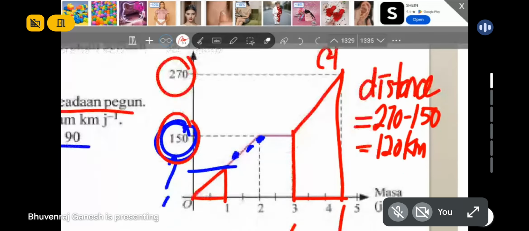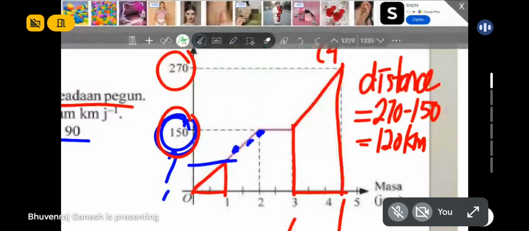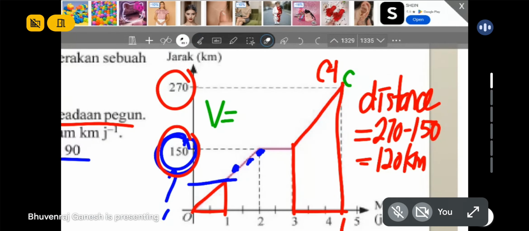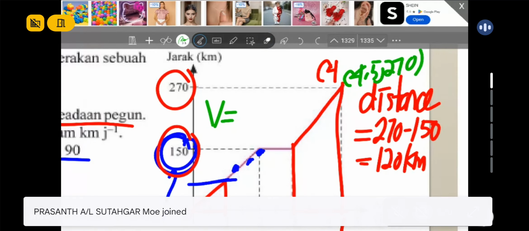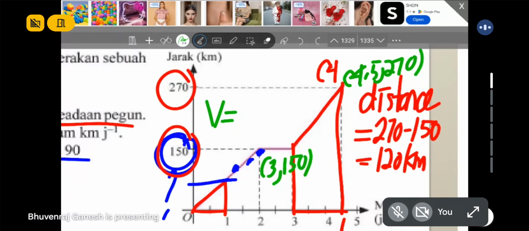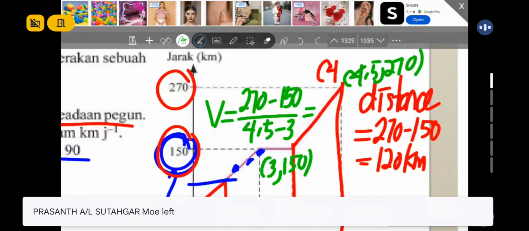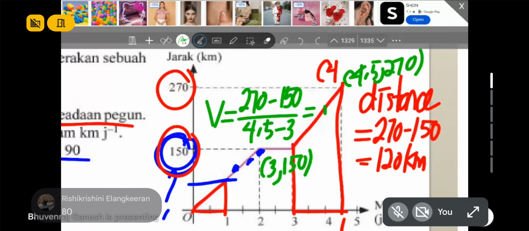Okay, cari laju dia. So speed, anyone can tell me the answer? What do you guys get? So you just use the coordinate. Okay, coordinate is 4.5, 270, and coordinate is 3, 150. So boleh tekan calculator lah guys. 270 minus 150 over 4.5 minus 3. You get the answer. Okay, so answer is 80. Yes. Okay, 80 kilometers per hour.